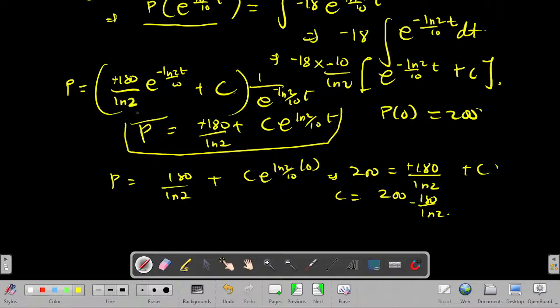So negative 59.685. So my P, which is my population, then becomes 180 over ln 2 minus 59.685, right? So let's make it 59.69. Then e to the power ln 2 over 10t. That's all. So from the question, let's go back and see something.